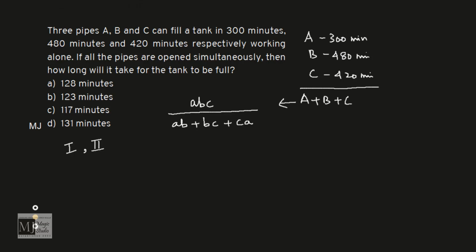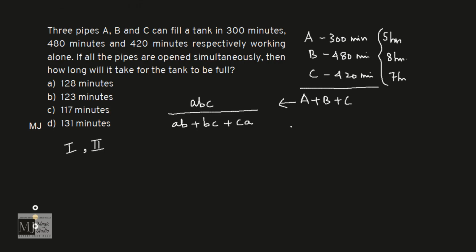These are nothing but all divisible by 60. So 300 minutes when divided by 60 is 5. So make it 5 hours. 480 by 60 is 6 into 8 is 48, 8 hours. 420 by 60, 42 by 6 is 7 hours. Now if you want to use this method, use it with 5, 8, 7, which would take less time, isn't it?